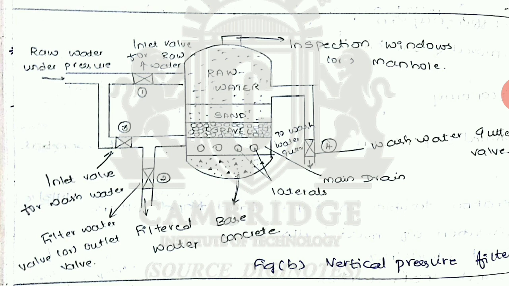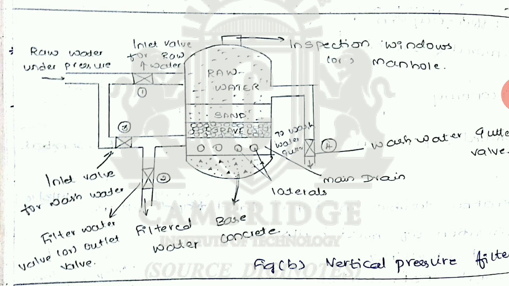And here valve number 4 is provided for wash water. When the layer is formed above the sand, made up of clay or silt by the impurities, that can be washed off, and that will be allowed outside through valve number 4, that is the wash water gutter.